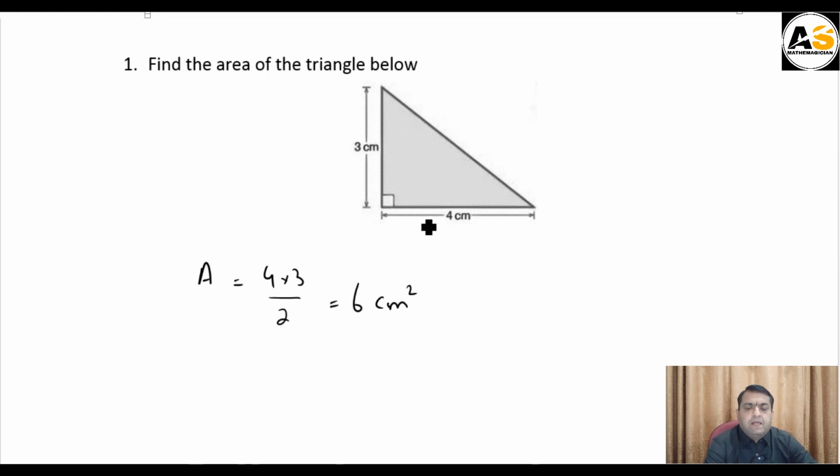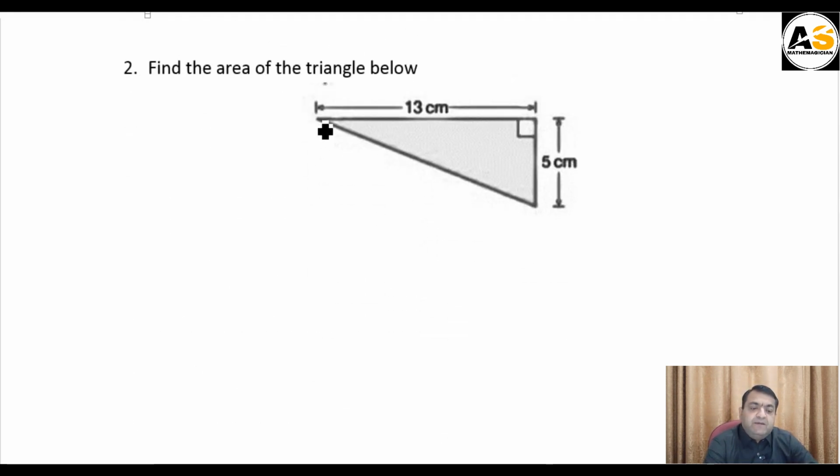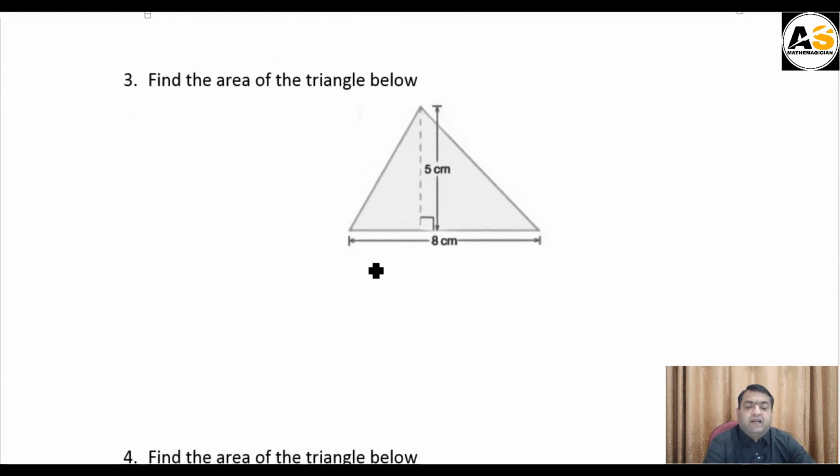Easy one. In the second question again, let this be the base. Two vertices are on this side and this is the third vertex and its perpendicular distance from the base is 5. So area will be 1 by 2 into base into height, so this will be 65 by 2, which will be 32.5 centimeters square. Question 3. Find the area of the triangle below.